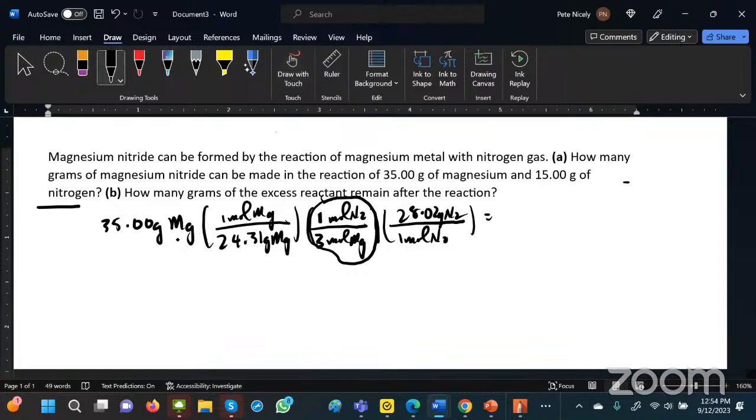35 divided by 24.31 divided by 3 times 28.02. Okay, now this is more like it. 13.45 grams. Now, please note, this represents the mass of nitrogen that reacted. All right? What the question is asking for is the mass of nitrogen remaining.